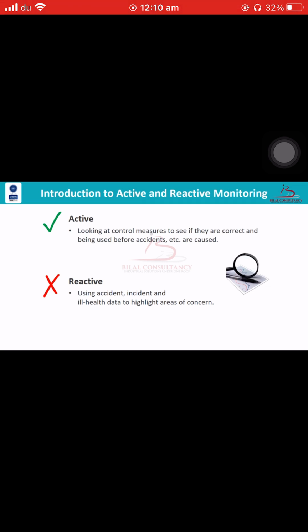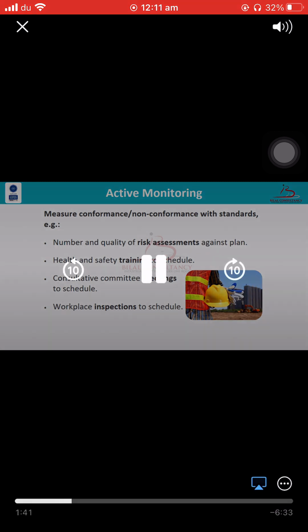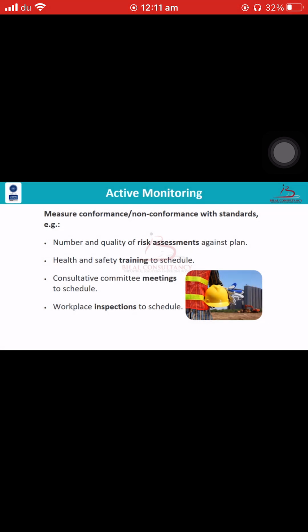Mostly companies prefer to do active monitoring because it is a technique of preventing incidents. They don't focus mostly on reactive monitoring because reactive monitoring is all the precautions you take after an event has occurred, after damage has occurred. So mostly companies focus on active monitoring. The examples of active monitoring are carrying out risk assessments, conducting health and safety meetings, conducting training relating to health and safety, and conducting site safety inspections. These are all examples of active monitoring.